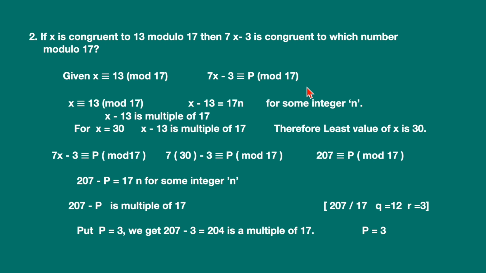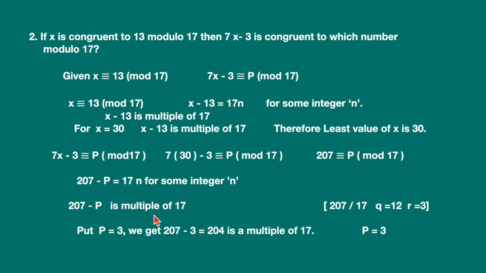Okay. Now we got the value of x. Let us substitute x here. So write down this. In place of x, let's write 30. 7 into 30 minus 3 congruent to P mod 17. That is 207 congruent to P mod 17. That means 207 minus P is equal to 17n for some integer n. So 207 minus P is a multiple of 17.